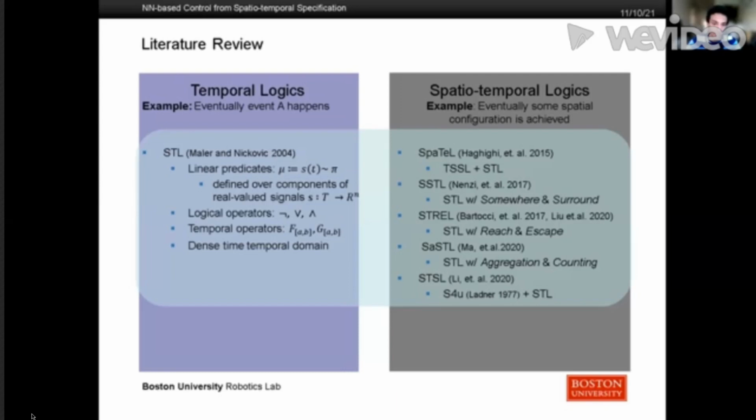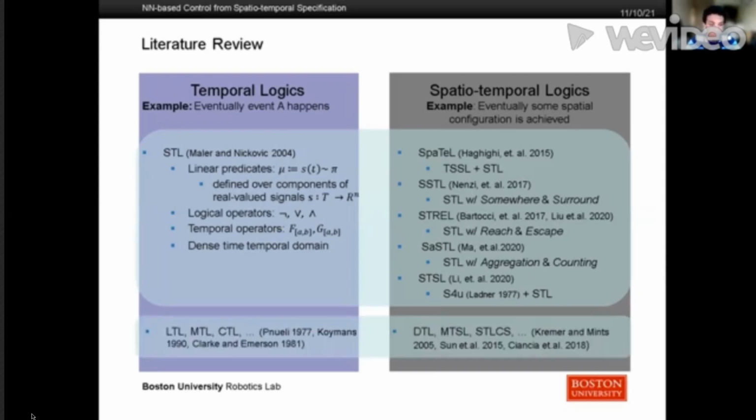There are other logics that use operators, such as STREL, which is what we will focus on today. STREL uses STL to specify the temporal aspects of the signal, and it also uses spatial modalities to capture the spatial aspects of the system. There are also a lot of other spatio-temporal logics that build upon this, and we'll focus on STREL in this work.